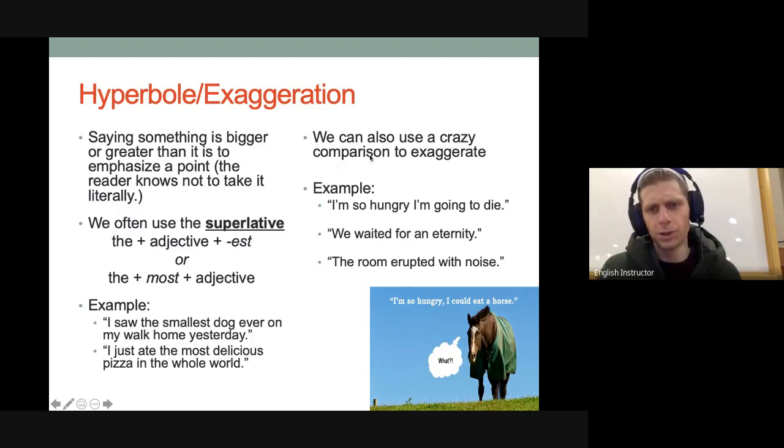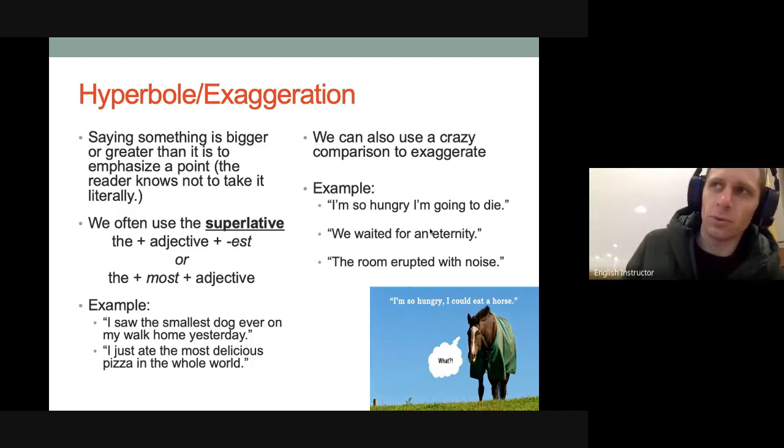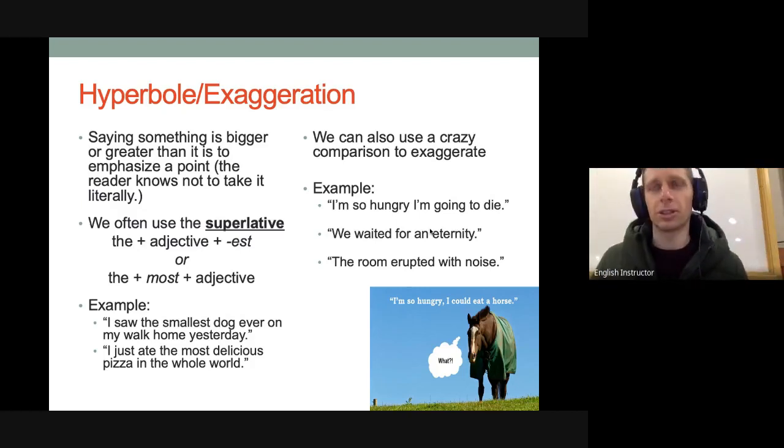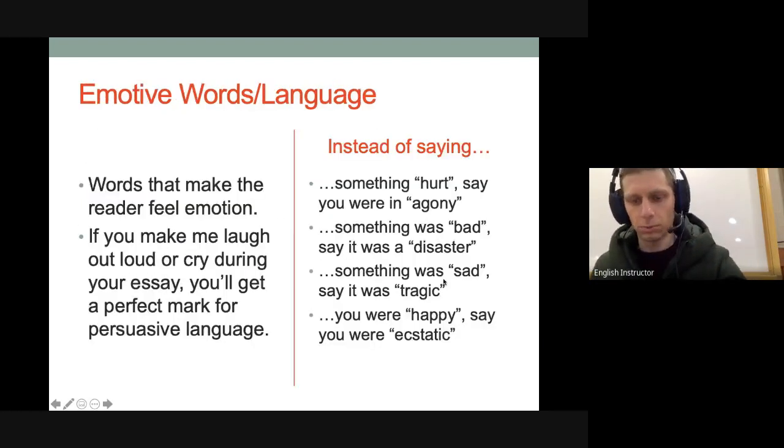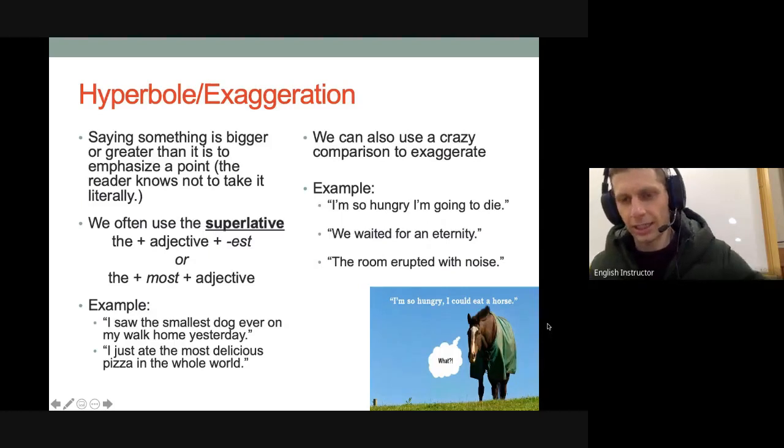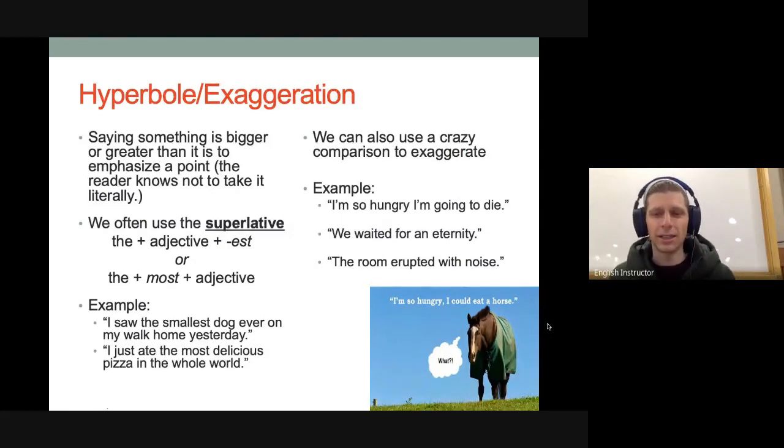We can also use a crazy comparison to also use exaggeration and hyperbole here. So I am so hungry, I'm going to die. Right? I don't think that when I say that, I'm actually starving to death. But you understand, I am extremely hungry, right? Or as the one says here, I'm so hungry I could eat a horse. Ooh, well, I don't think I could eat an entire horse, but you understand, if I say I could eat a horse, I'm ready to eat a lot of food, right? We're going to go eat a lot of samgyeopsal.